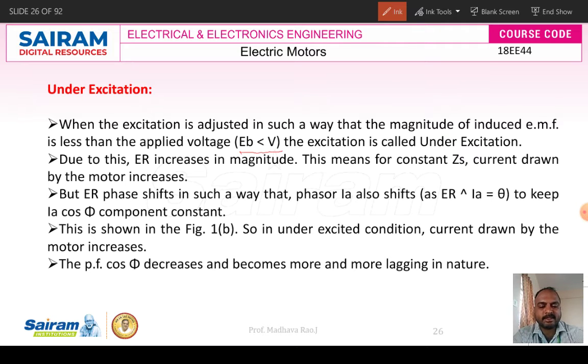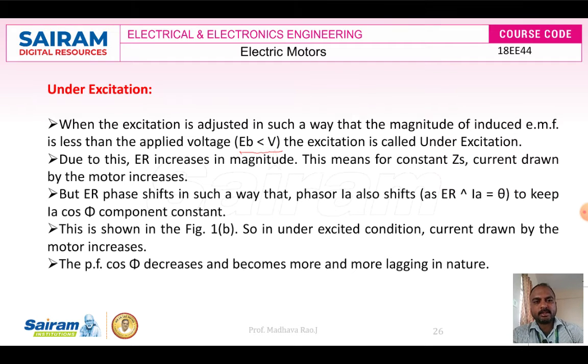So, already we have seen the phasor diagram of excitation in previous video, under excitation and over excitation, those things. So, the power factor cos phi decreases with the lagging nature. If current lags compared to the voltage, then power factor will decrease. Okay. So, this is about under excitation.